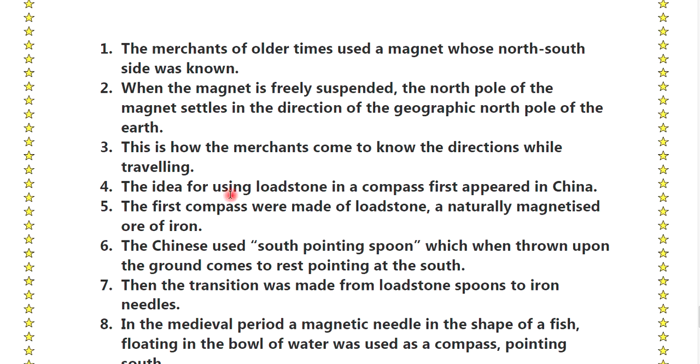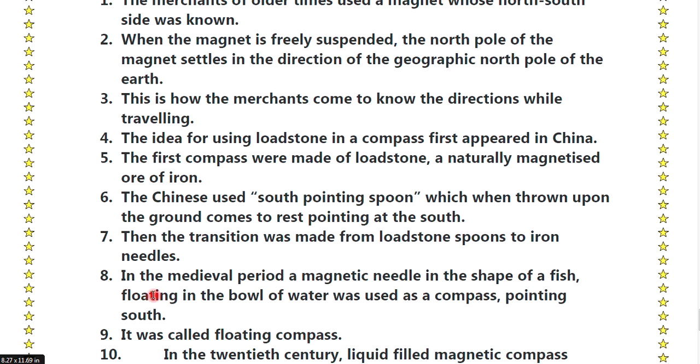Fourth point, the idea of using lodestones in the compass first appeared in China. Fifth point, the first compasses were made of limestone, naturally magnetized, or of iron. Sixth point, the Chinese used a south pointing spoon, which when thrown upon the ground comes to rest pointing at the south. Seventh point, then the transition was made from the limestone spoons to iron needles.